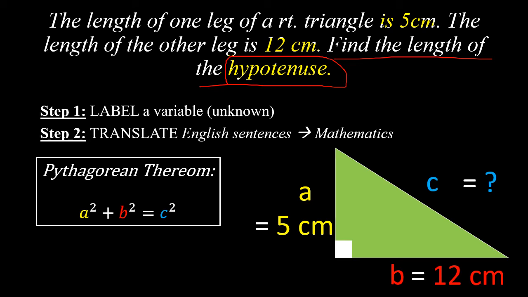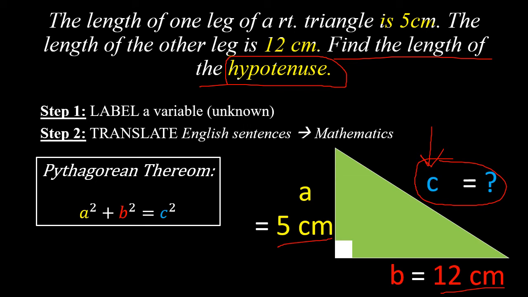So our unknown here is the length of the hypotenuse. That is what we don't know. We've labeled everything that we do know. The first side is 5 centimeters, the length of the second side is 12 centimeters, but we don't know the length of the hypotenuse. So let's use the variable C for our hypotenuse. It's already there. It's part of the Pythagorean theorem anyway. Might as well use it. And that's what our unknown is, the hypotenuse. So let's label that C.